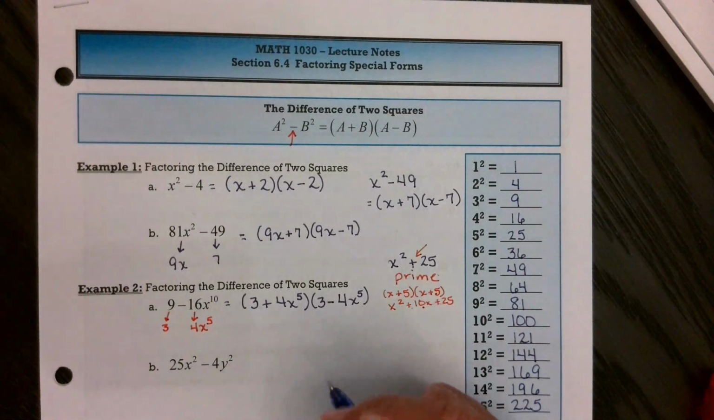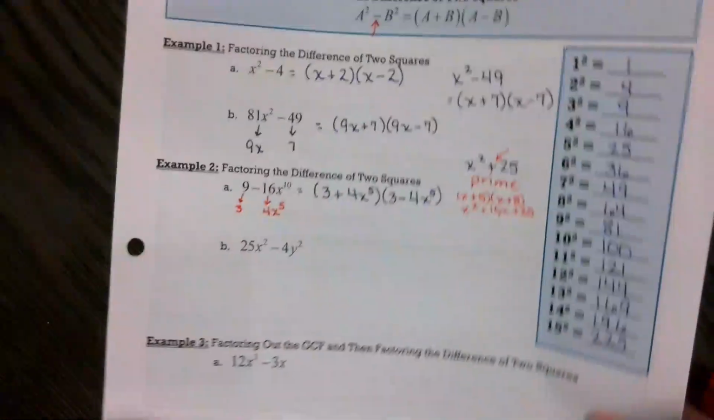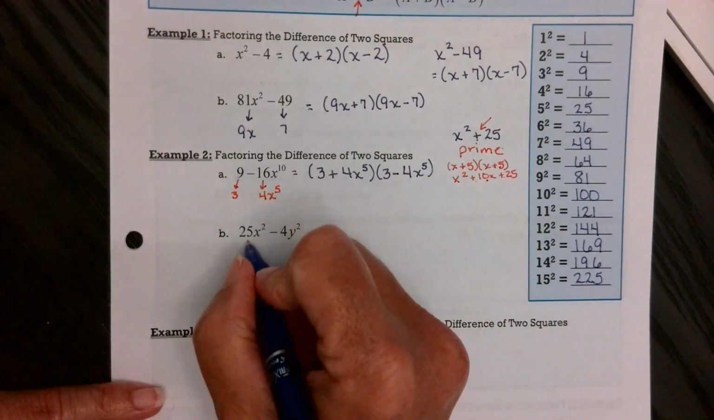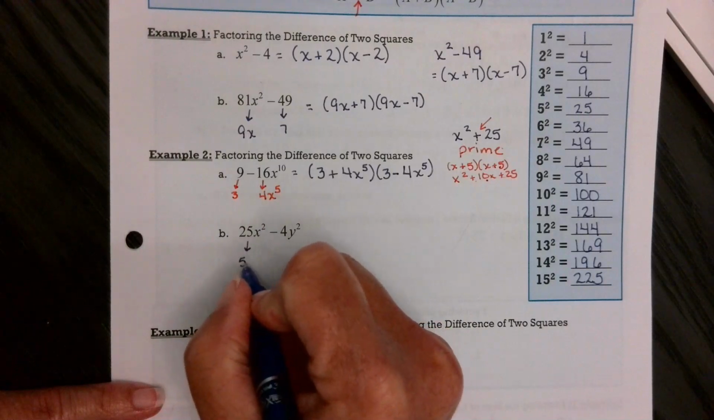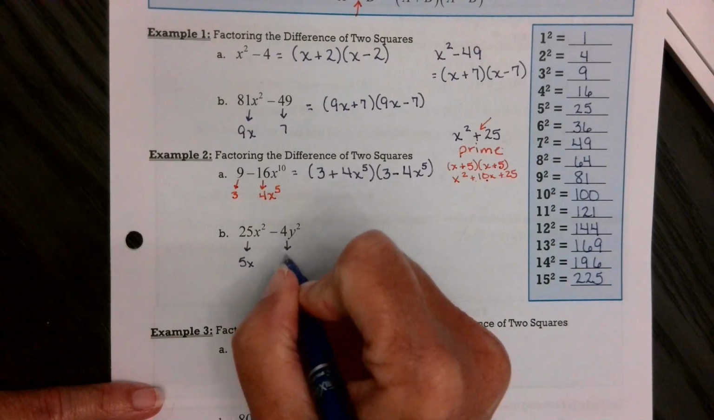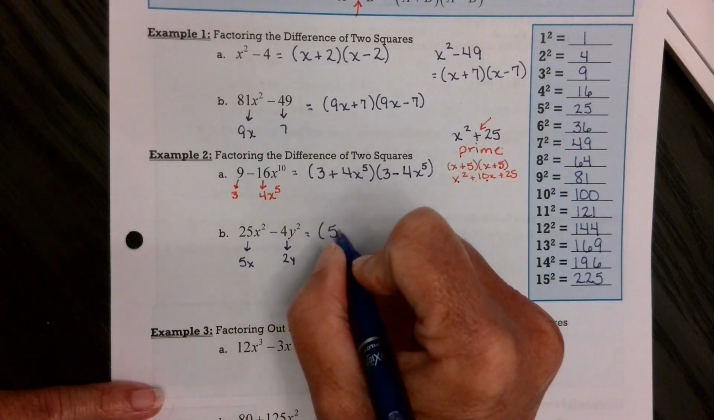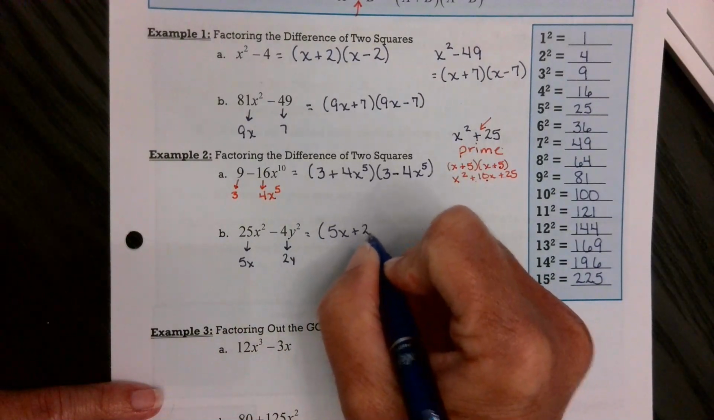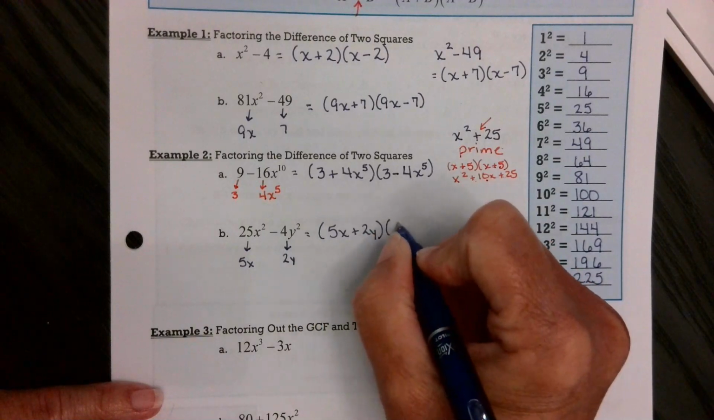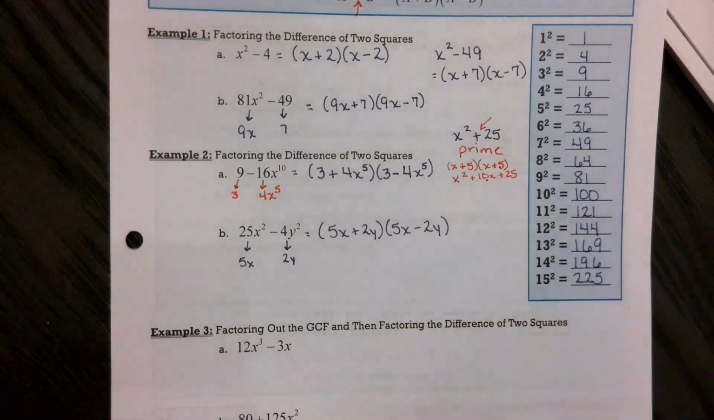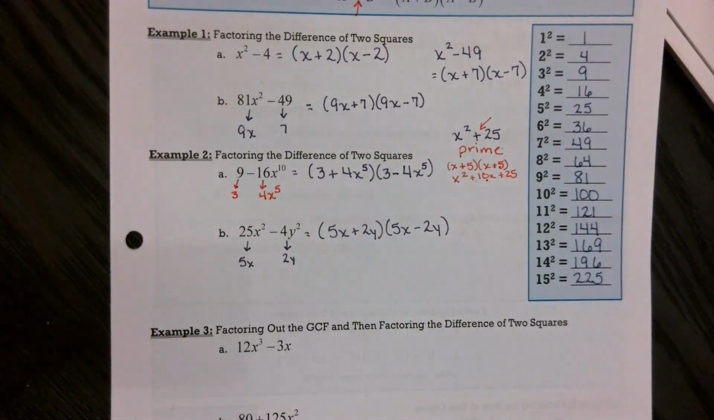Sorry. Right here, both are perfect squares with a minus sign in the middle. Square root of that is 5x. Square root of that is 2y. So 5x plus 2y and 5x minus 2y. When things look the exact same, but the signs are different, the middle term disappears.